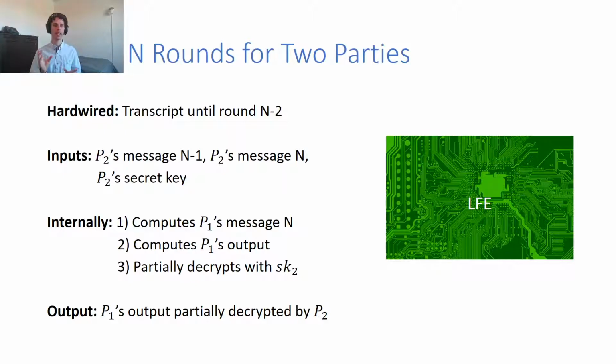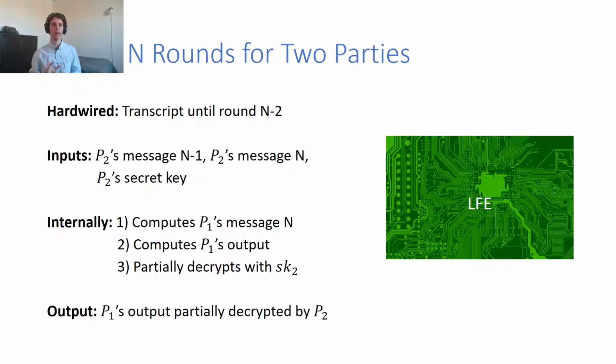Then after receiving the hashed circuit, party 2 will input its message n-1, which it just sent. It will compute and input its last round message n, and then it will also input its secret key. Internally, the circuit will compute party 1's message n in order to complete the overall transcript, then use this transcript to compute party 1's output and partially decrypt the output with party 2's secret key. It'll then output party 1's output, which is partially decrypted by party 2. And at this point, party 1 can finish decrypting, or finish the previous protocol.